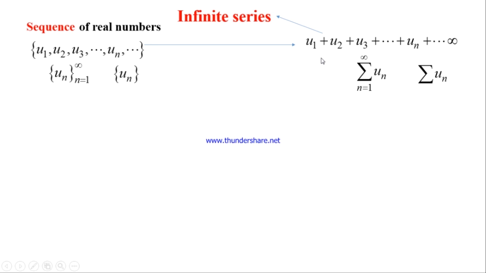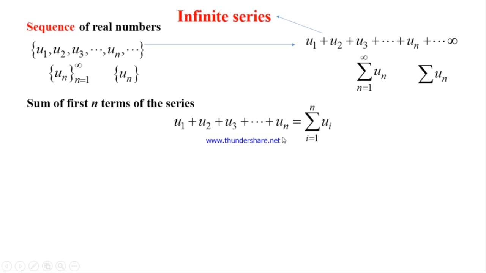Now we can discuss nature of this infinite series in two methods. In method number 1, we should consider all the terms of the series, and in method number 2, we will consider only nth term of this series. First, let me try to understand how first method works. Let me consider sum of first n terms of the series, which means U1 plus U2 plus U3 and so on plus Un. And let me call this one as Sn.